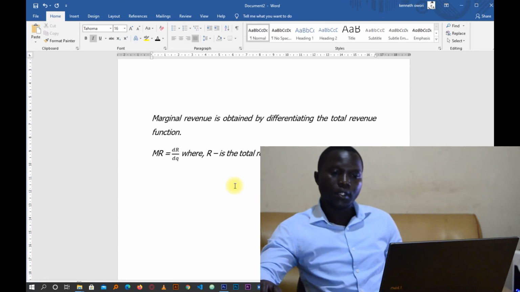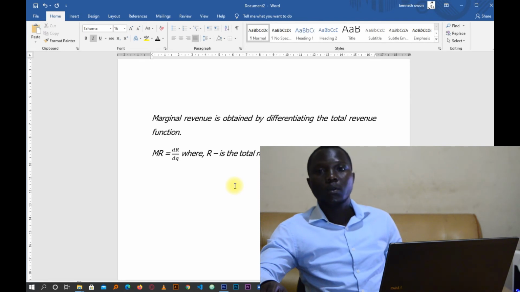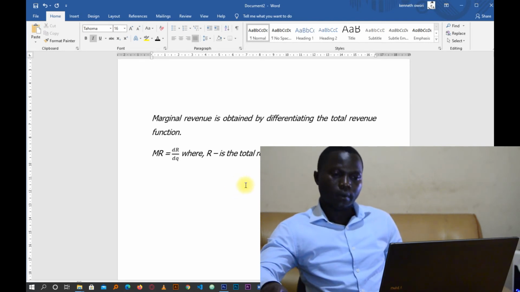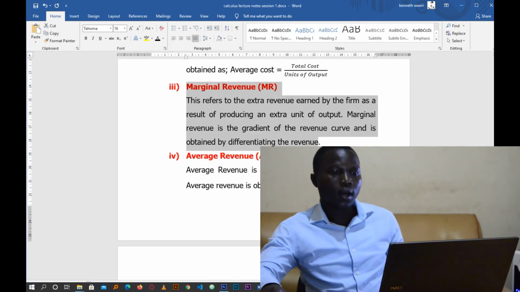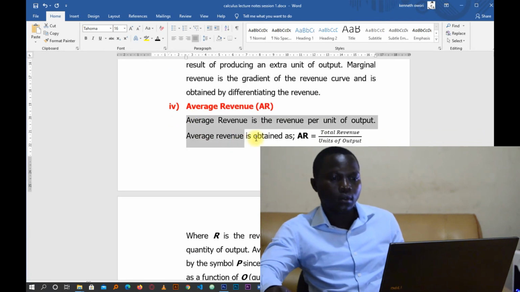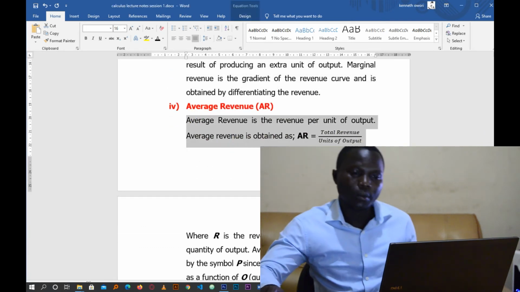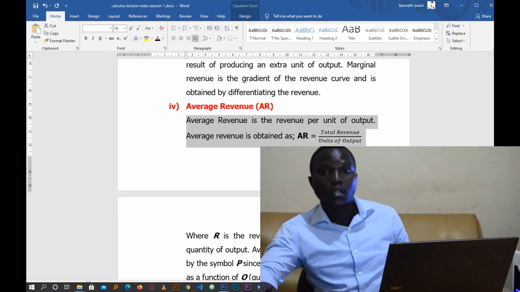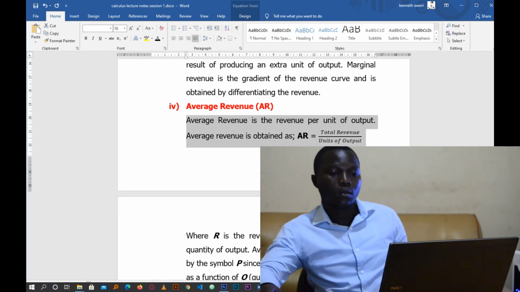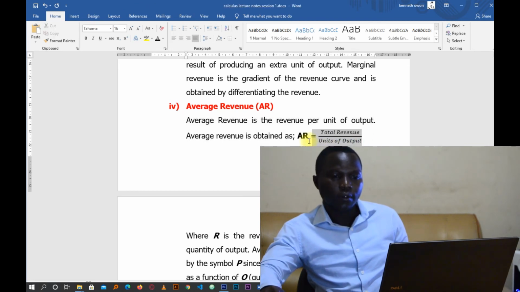So we are able to differentiate any function given to us, and when you differentiate a revenue function, the derivative is what we call the marginal revenue. The same applies to cost. If we differentiate a total cost function, we get a marginal cost function, as we're going to observe as we proceed. Then we have what we call the average revenue. The average revenue is obtained by dividing the total revenue by the units of output or the units produced.